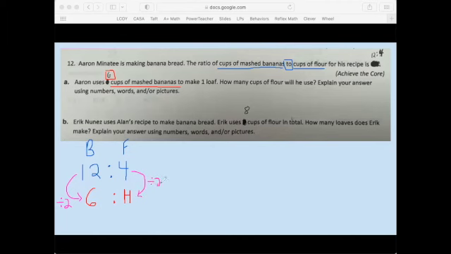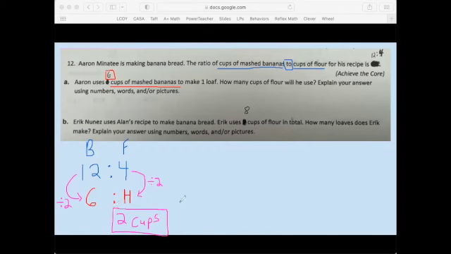So what I did to one quantity, the cups of mashed bananas, I have to do to the other quantity, which is the cups of flour. 4 divided by 2 will get me 2. And remember, you always, always, always have to label: 2 cups.